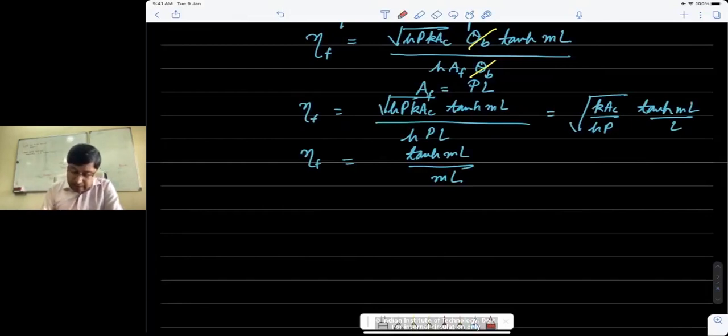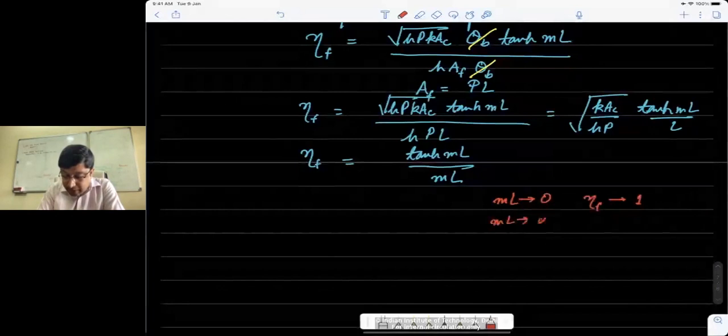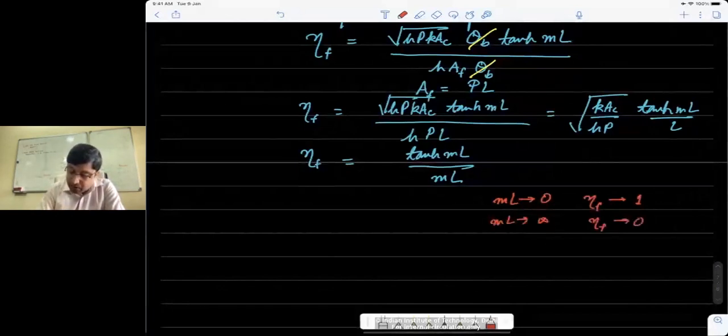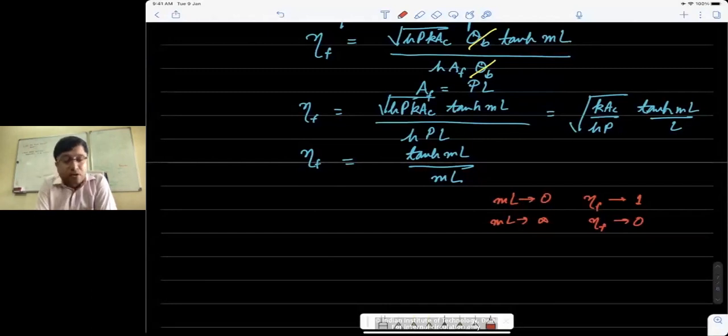So what is special about this now? The reason I wrote this is because if you look at this number, this is the case where I can look at the limits of this number. So if ml was to go to 0, you can actually prove that this eta f will go to 1. So if this product becomes sufficiently small, eta f approaches 1, and if ml goes to infinity, then eta f goes to 0. So if I just look at the first case, if ml goes to 0, it's quite understandable to see that the fin will be very effective because there would be no conduction resistance encountered. There's no fin, basically. That is giving you the highest efficiency. But then the effectiveness is not there.